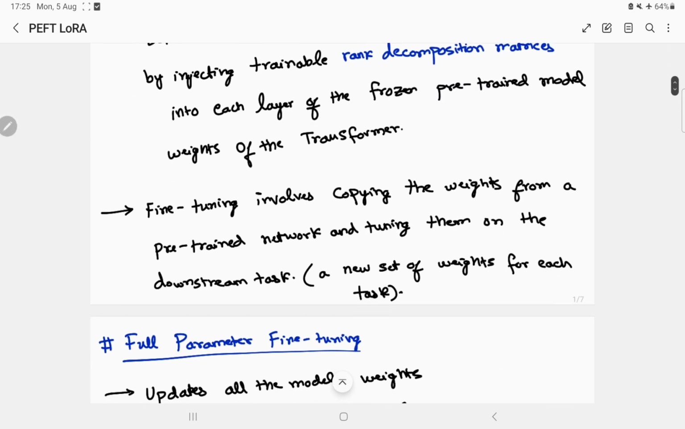And then fine tuning involves copying the weights from a pre-trained network and tuning them on the downstream task. And that's what we discussed is fine tuning, right? Because you have a particular downstream task at hand. Now it could be say translation or summarization or some particular understanding of a highly specialized context or domain. And you essentially want to learn a new set of weights for each of these downstream tasks that you have, and that's what is fine tuning.